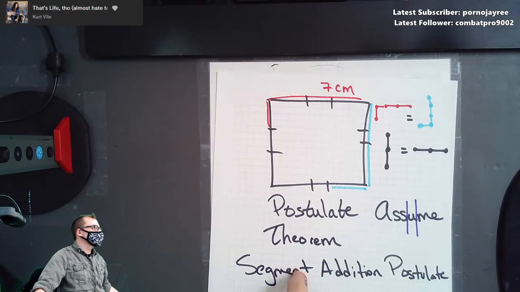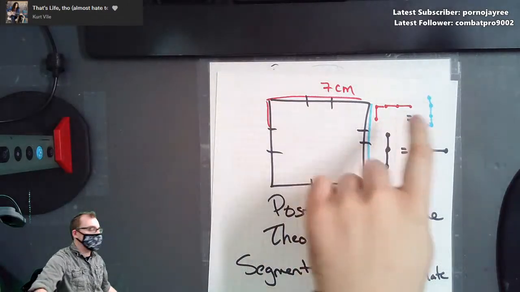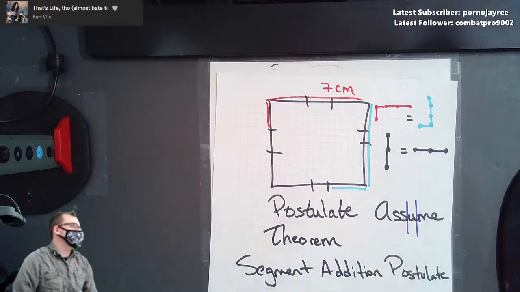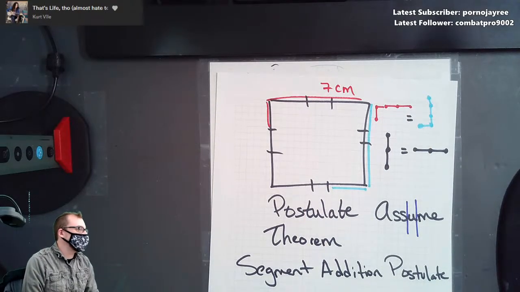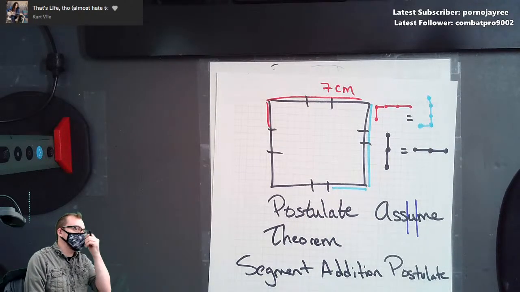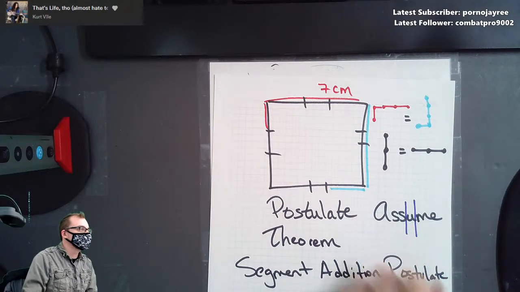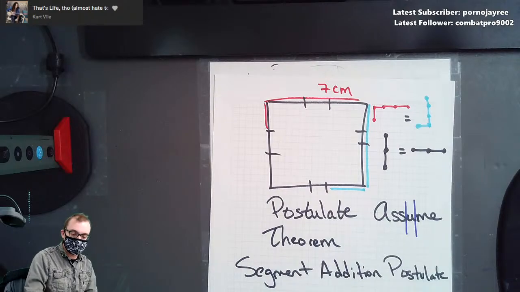This makes sense. 4 pieces. Doesn't matter how you arrange them, all are going to be the same. This is the same as that. That's segment addition postulate. It seems obvious, but I want to be honest with you. There's no way to prove it. We just have to assume that it's true. And I take those very seriously.